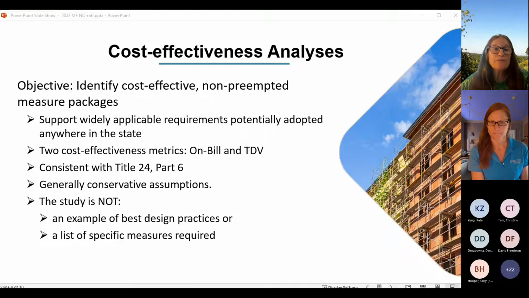One of the main services that we provide is this cost effectiveness analysis. As I've noted previously, the multifamily portion of the code has been completely restructured this cycle. Because of that, there have been a lot of major changes required to the compliance software, all the documentation, and all the supporting materials. We have been working with the beta software. The technical team is one of the early users of the software.